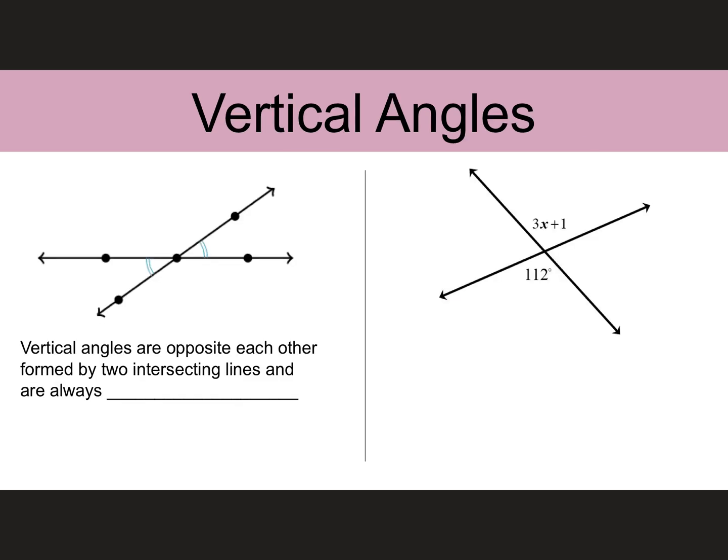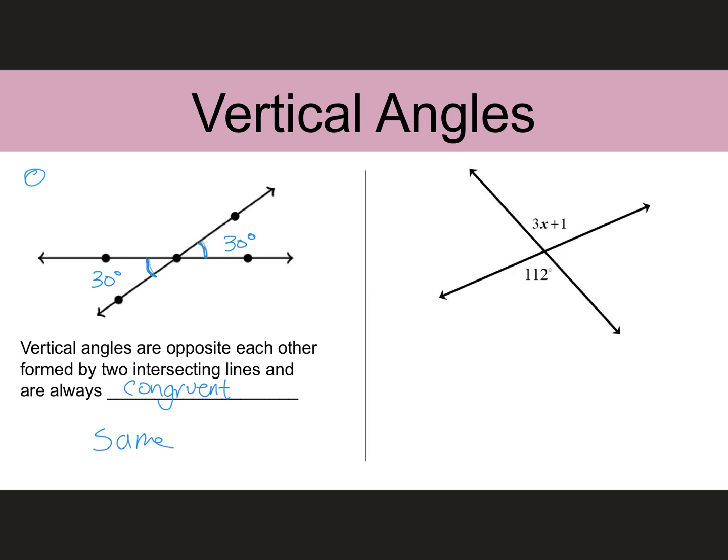Okay, so first vocabulary word is vertical angles. Over on this side, I'm representing vertical angles with these blue lines. Vertical angles are just opposite angles when two lines intersect, and vertical angles are always what we call congruent. And congruent just means the same. So for example, if this angle is 30 degrees, then this angle must also be 30 degrees.